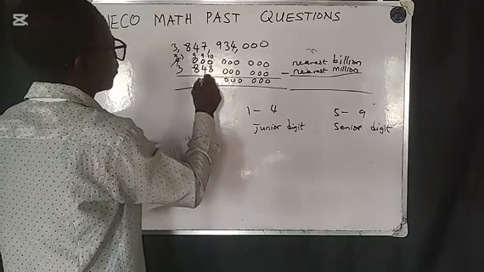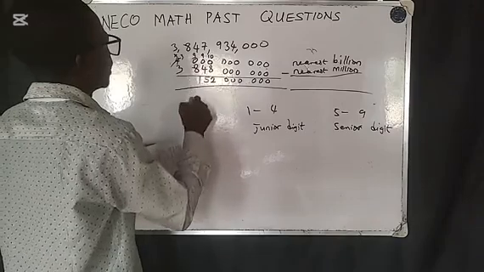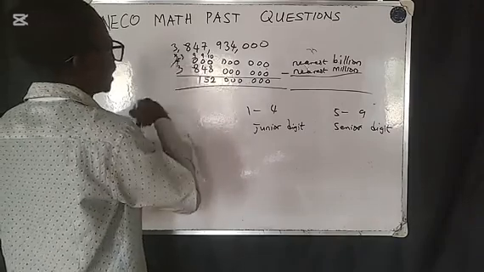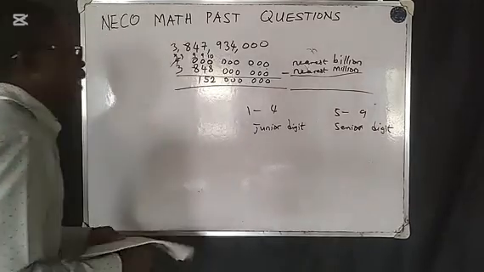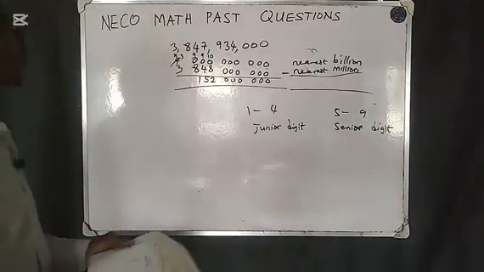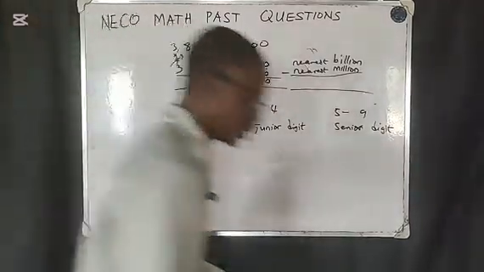Here will give us 5. Here will give us 1. 0 minus 3 minus 3, that's 0. So our final answer is 152 million, and we are correct.